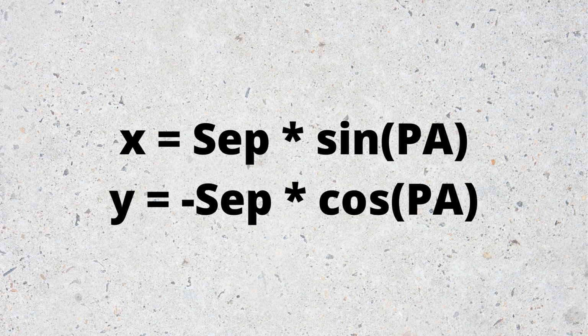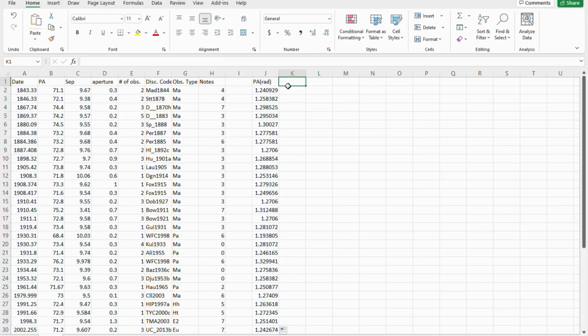So the next step to do is change from polar to Cartesian coordinates. Here are the formulas on how to do so. Now we need to find our x and y components, and we do this by converting our measurements to Cartesian coordinates. To solve for x, it is equal to the separation, which for this row is C2, times the sine of our position angle in radians.